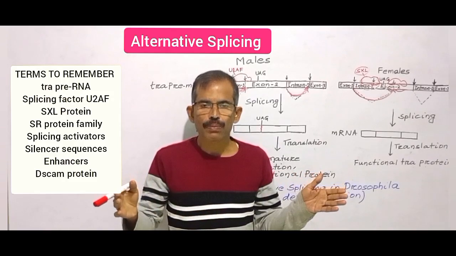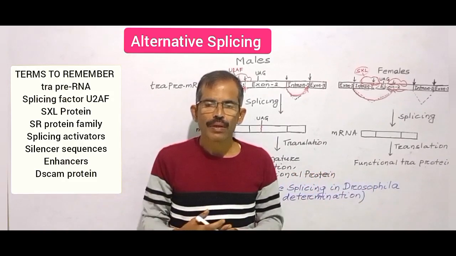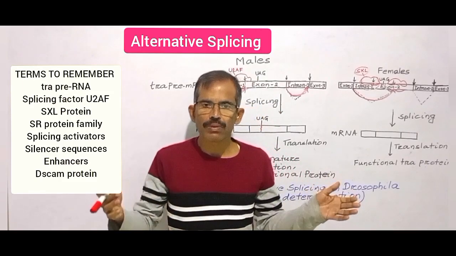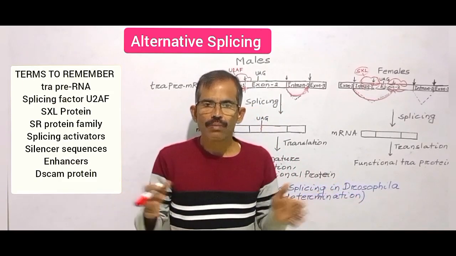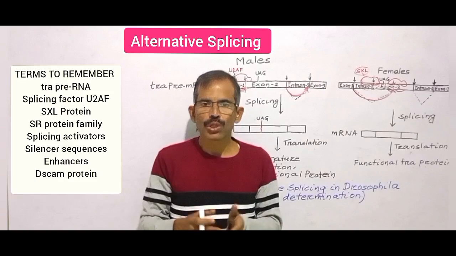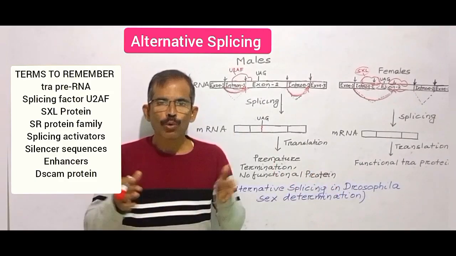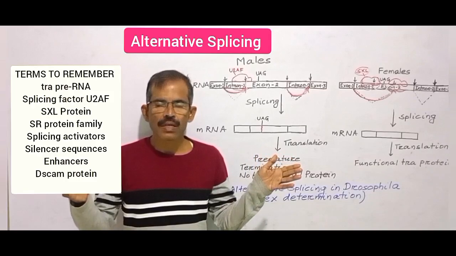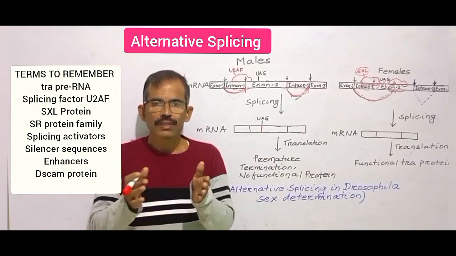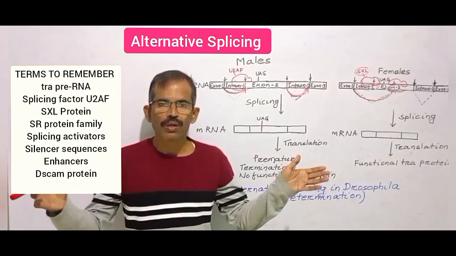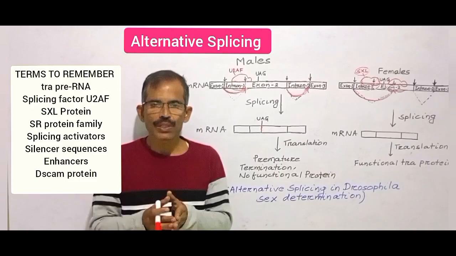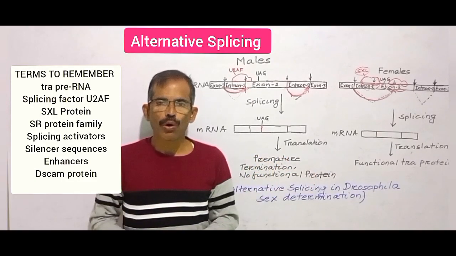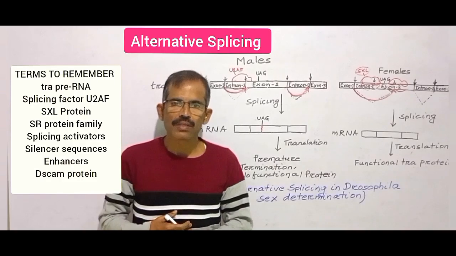Variation in this type of splicing pathway makes a major contribution to protein diversity during development and differentiation. One more striking example is the alternative splicing of a Drosophila cell surface protein called DSCAM that specifies connections between neurons. Friends, this is all about alternative splicing.